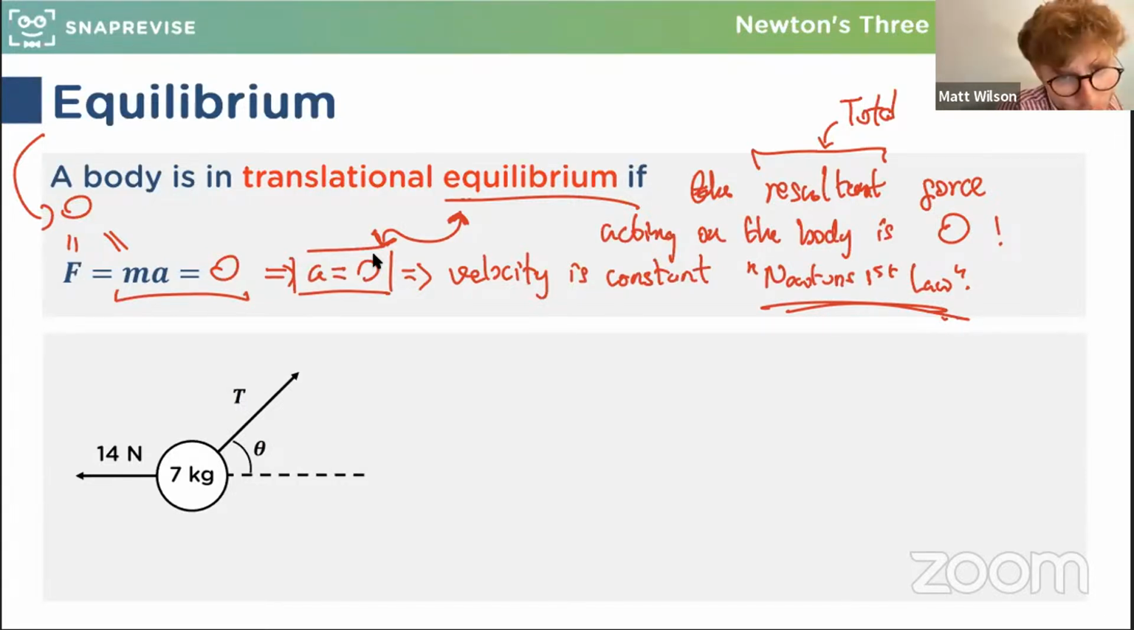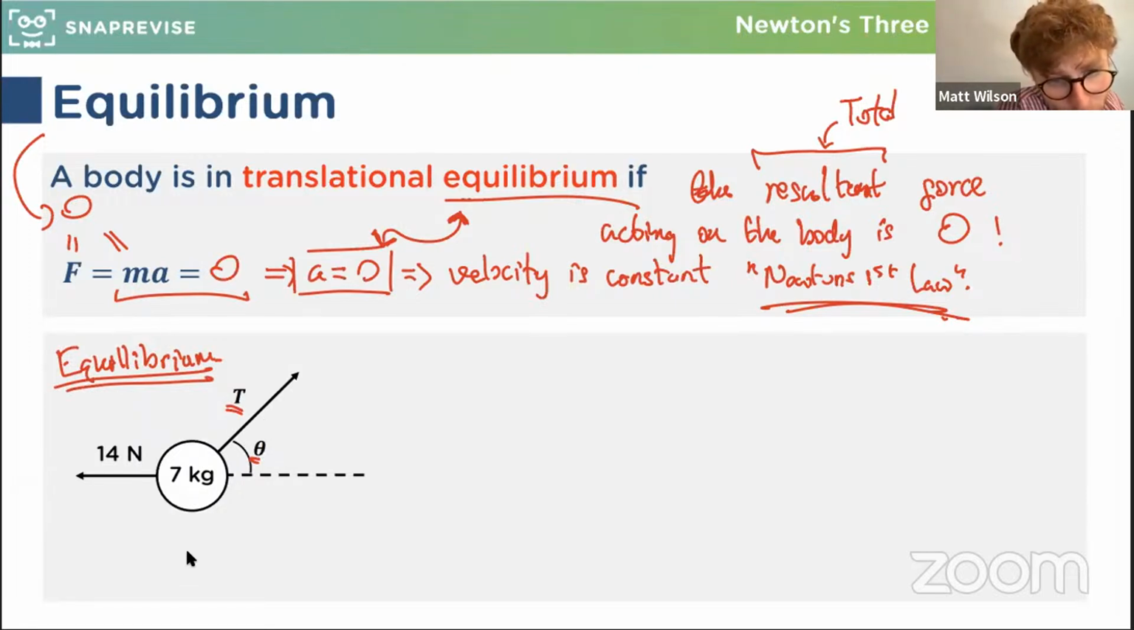Okay, let's look at an example. Let's imagine that we're told that this object that we're looking at is in translational equilibrium. Often they will not worry about saying translational, by the way. Often you'll just be told the object is in equilibrium. Okay. Then in this situation, let's try and compute what this number T must be and what this number theta must be. So what actually is this diagram we're looking at here?